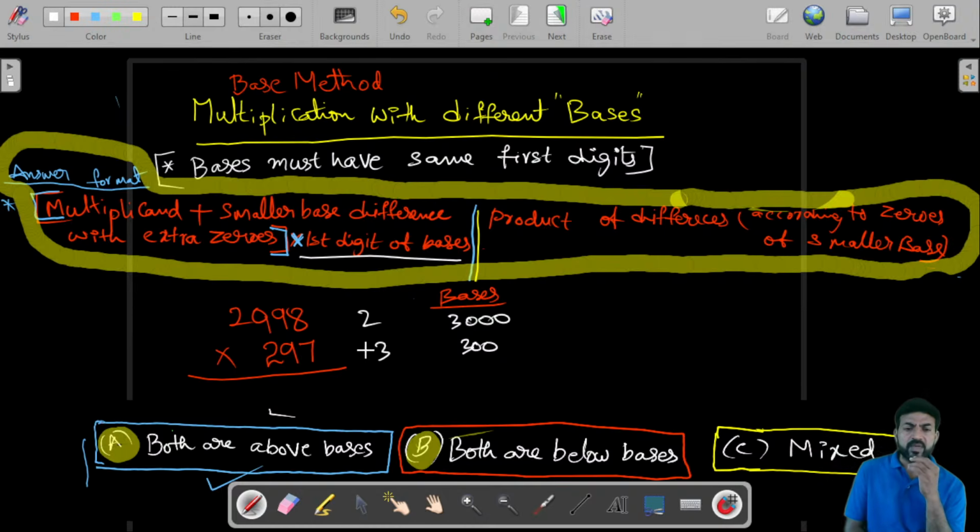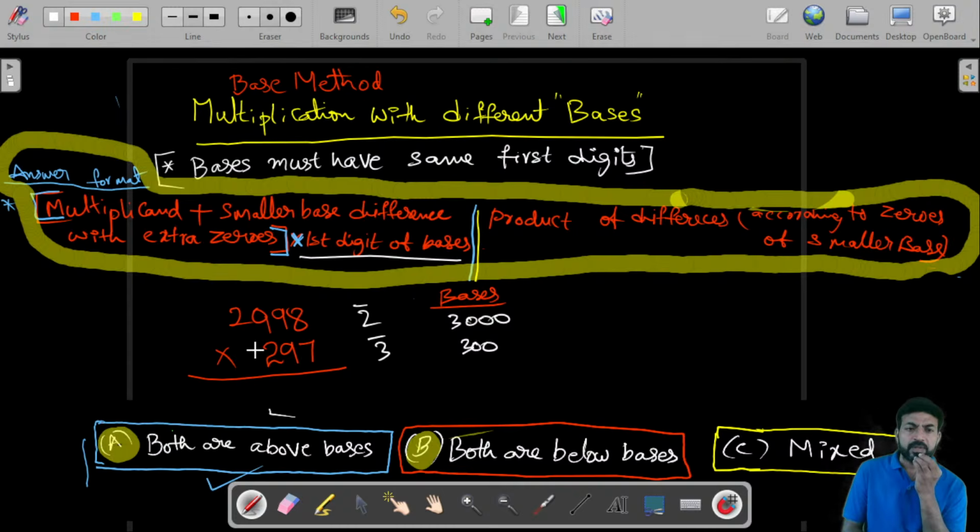Remember, you have to check the multiplicand and multiplier first to take the base. You have to take the exact base or the nearest base to get your answer correctly. So these are the differences, but here negative. This multiplicand has 2 less than its base, and this multiplier has 3 less than its base.